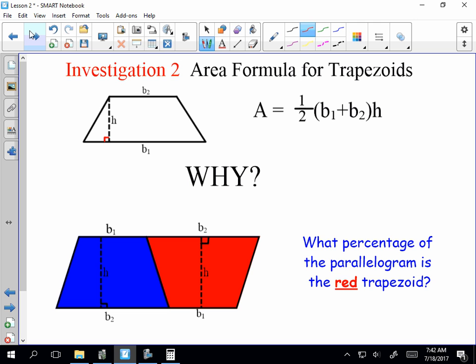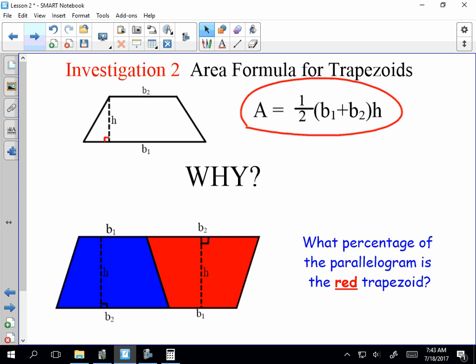Okay, now for our next shape, the trapezoid. I'll give you the area formula right here. Remember, the area formulas are always on your formula sheet. You can use them for any test, midterm, or final. So you have your area formulas there for you to use. But what we want to understand is, why does this formula work?